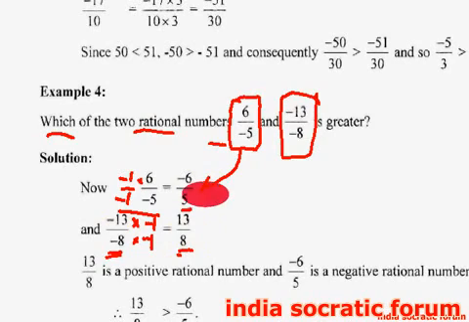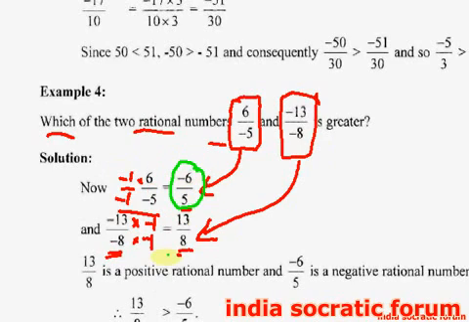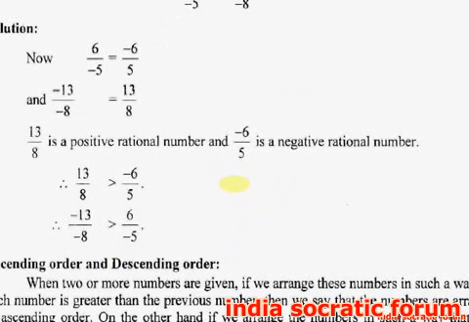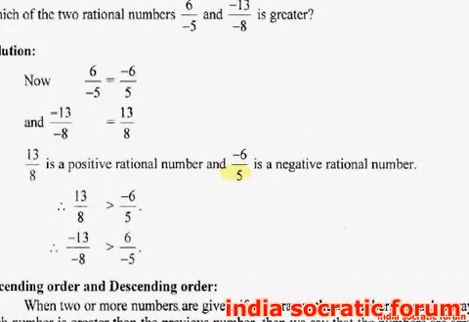The same numbers can be written like this. 13 by 8 is a positive rational number, and minus 6 by 5 is a negative rational number. This is negative and this is positive. By the rule we saw, any positive rational number is greater than a negative rational number. Going by that rule, minus 13 by minus 8, which is 13 by 8, is greater than 6 by minus 5.